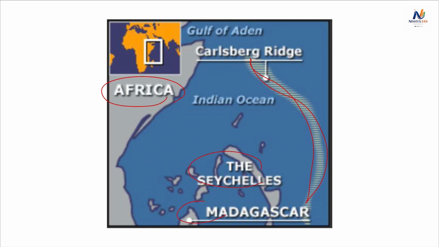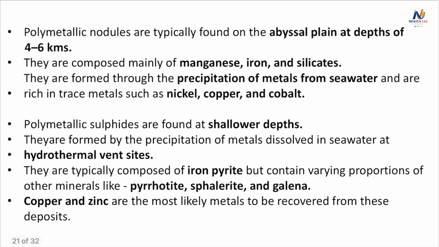And then here we can see the Carlsberg Ridge. So this goes the Carlsberg, and here we have Africa, and near to that are located Seychelles, Madagascar and Gulf of Aden here. And then the difference between the polymetallic nodules and the polymetallic sulfides. Friends, nodules are typically found on the abyssal plain at the depth of 4 to 6 kilometers.